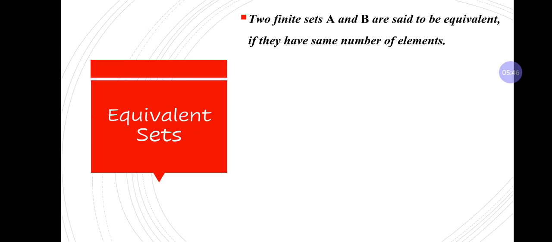Now equivalent sets. Two finite sets A and B are said to be equivalent if they have the same number of elements. Equivalent sets can be represented by this.